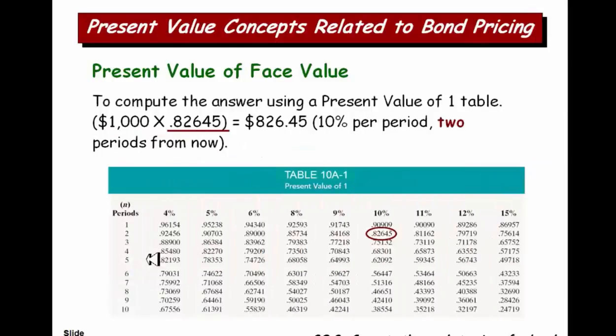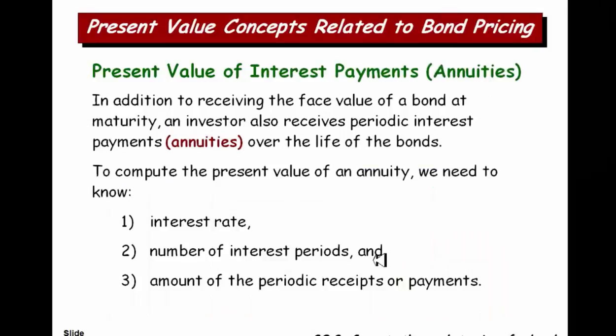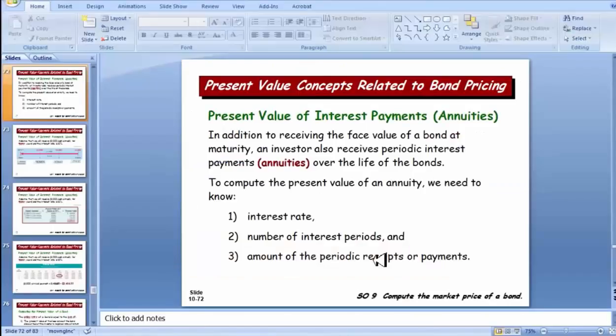826.45. So we come down here to our present value table, and you can see that the next line down, which is for the second period, is 0.82645, which is 1 divided by 1.1 divided by 1.1, and so on for 3 periods, for 4 periods, for 5 periods, etc.